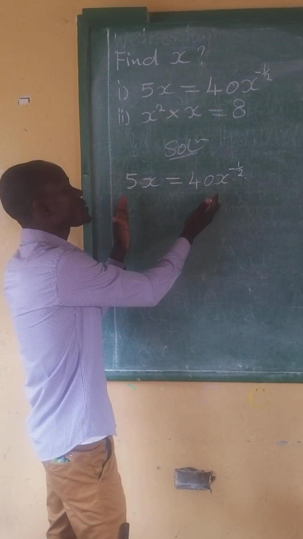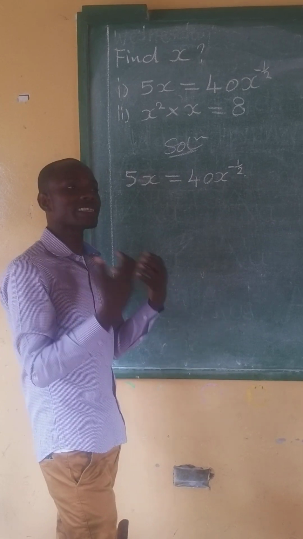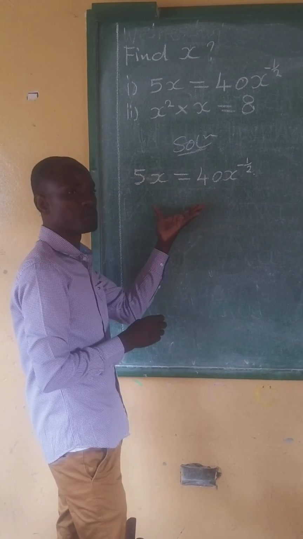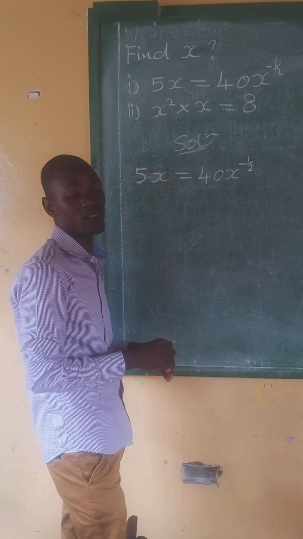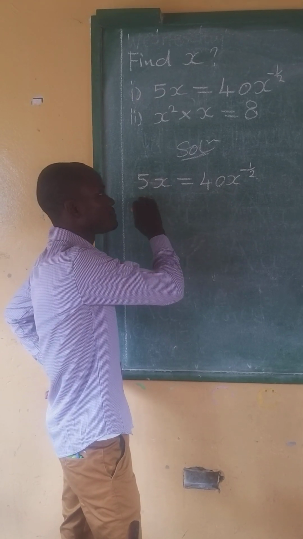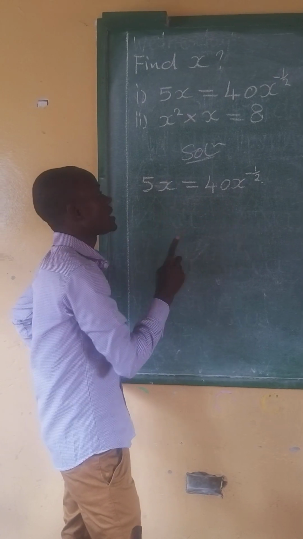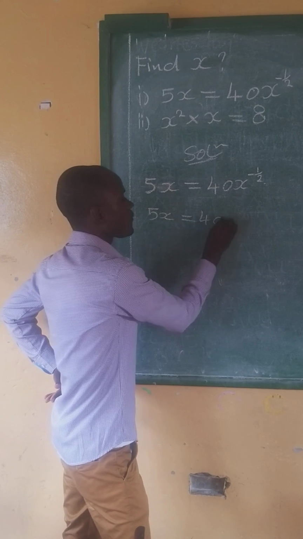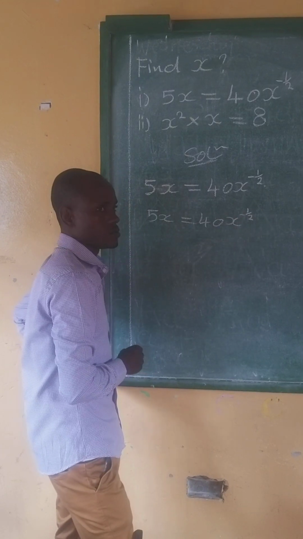When we look at this question, before you solve it, you have to see to it that you simplify it. This is how we are going to simplify our question so that we can find the value of x. We know that we have a number that can divide both a 5 and a 40. And we know that number is 5. So we have 5x is equal to 40x to the exponent of negative 1 over 2.